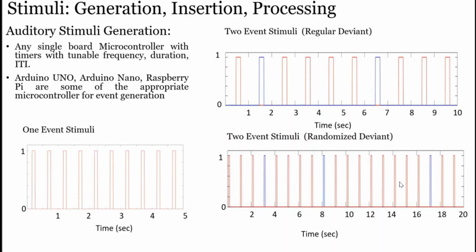So there is not a regularity in terms of deviant occurrence. But why is it like that? Based on some of the cognitive ERPs, event related potentials, you have to design your stimuli. This top two-event stimulus is based on an ERP known as mismatch negativity, MMN, whereas the bottom one is for another cognitive ERP known as P300. I encourage you to go through the basics of MMN stimuli or P300 stimuli. You will find somewhat similar stimuli to this.